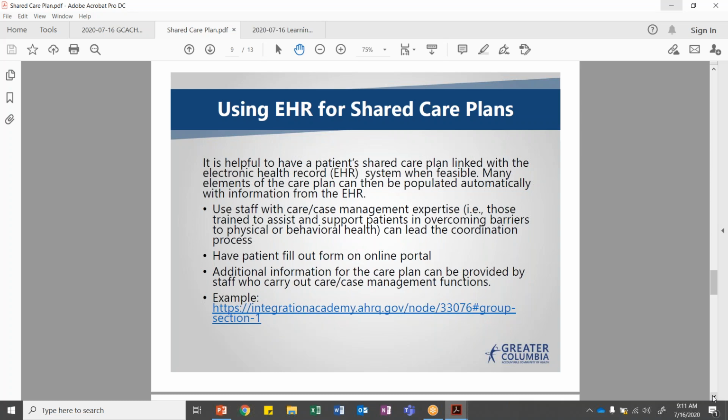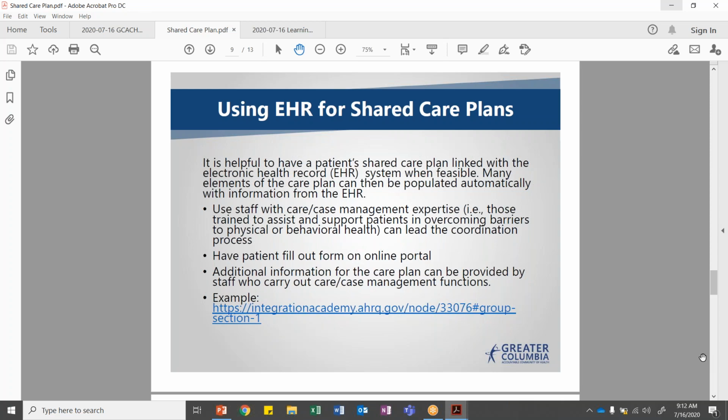One of the tools that you have to help with your shared care plans is utilizing your EHR. This is something we really wanted to focus on, as I sent out an email last week, and from a lot of the responses that I got, it appeared that not very many people were utilizing their EHR. It is very helpful to have the patient's shared care plan linked with the electronic health record system whenever feasible. Many elements of the care plan can then be populated automatically with the information that's already embedded within your EHR. When possible, staff with care and case management expertise, those trained to assist and support patients in overcoming barriers to physical or behavioral health, can help lead the coordination process and ensure that the care plan reflects the input of the patient and other team members.